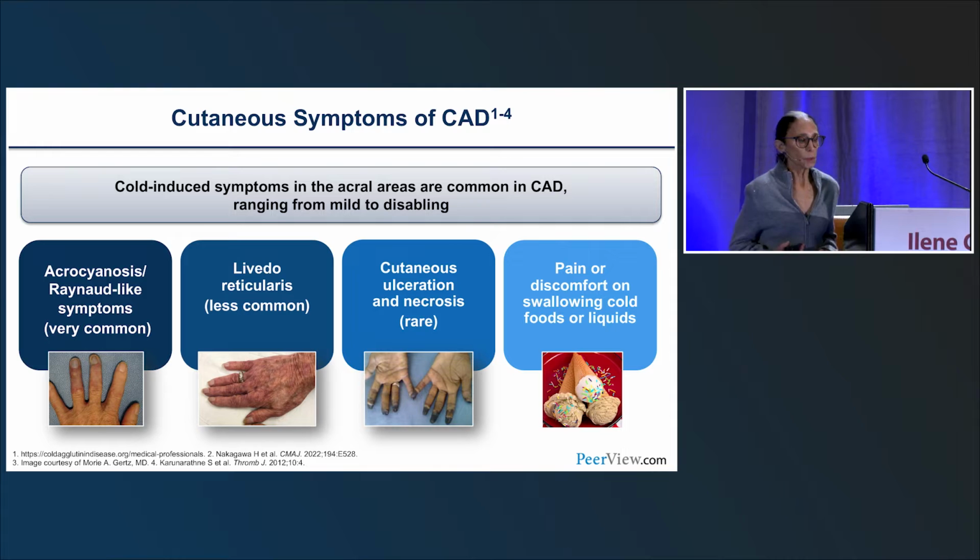So things that you want to look for, again, the vast majority of patients are going to have maybe acrocyanosis with Raynaud's type phenomena, not necessarily cutaneous necrosis. That's pretty rare, but does occur. Livedo reticularis. Also look for the nose and also the ear. The tips of the ears are common places that you might see some of the acrocyanosis. Pain and discomfort on swallowing cold foods. You wouldn't think about that. That's a central place, but these patients will complain about that.